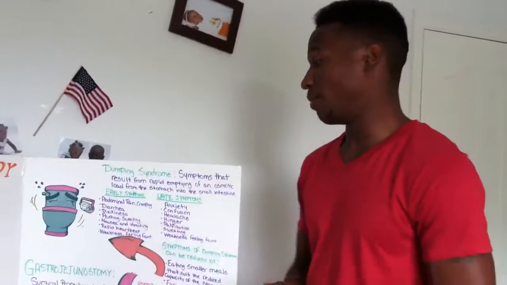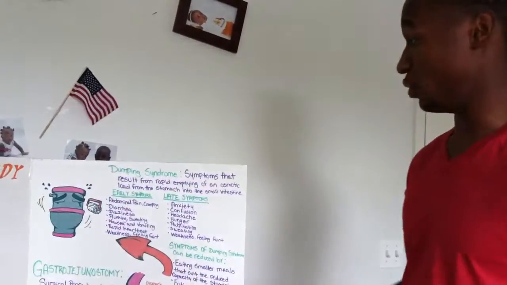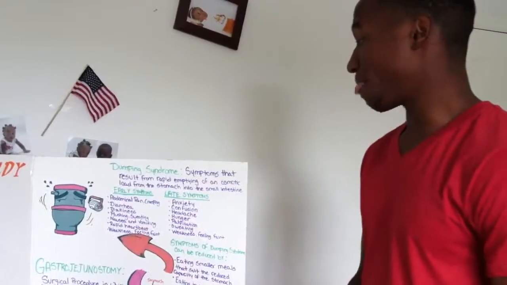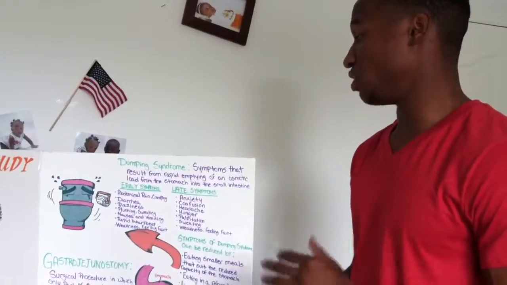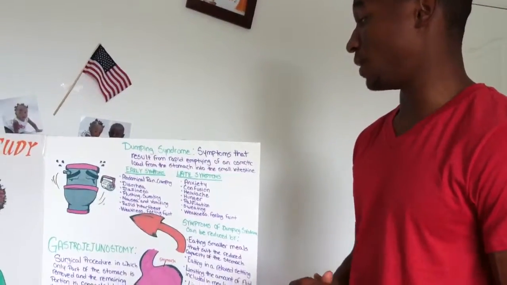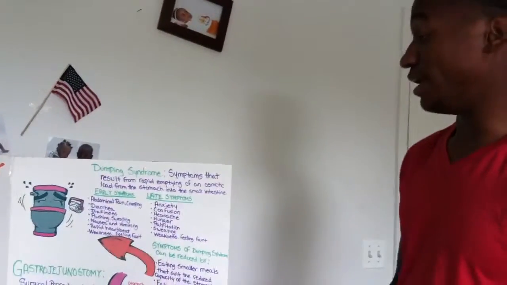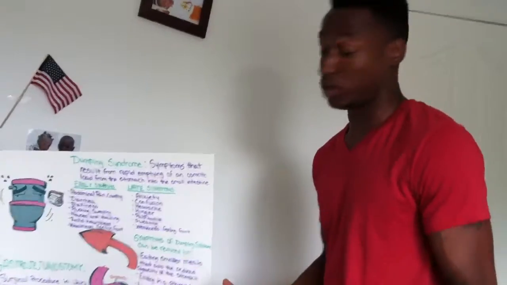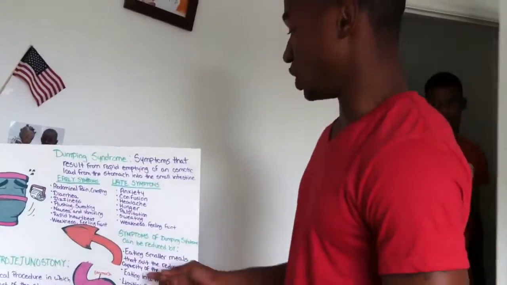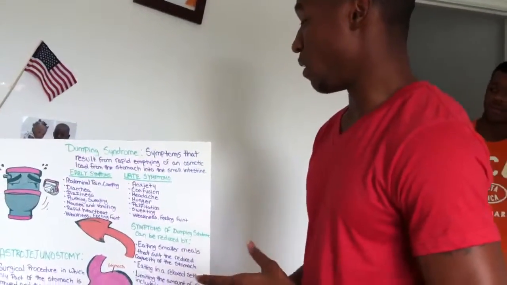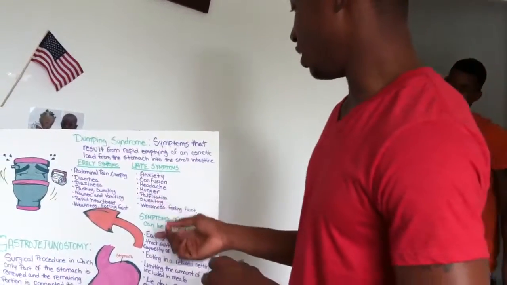Early symptoms include, but are not limited to, abdominal pain, diarrhea, dizziness, flushing, sweating, nausea and vomiting, rapid heartbeat, weakness, and feeling faint. Late symptoms may include anxiety, confusion, headache, hunger, sweating, weakness, and feeling faint.